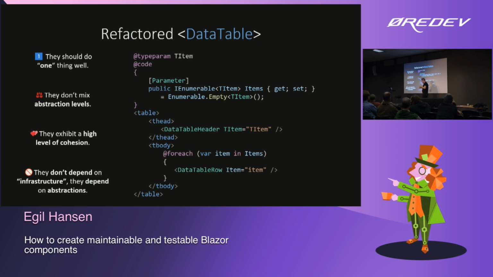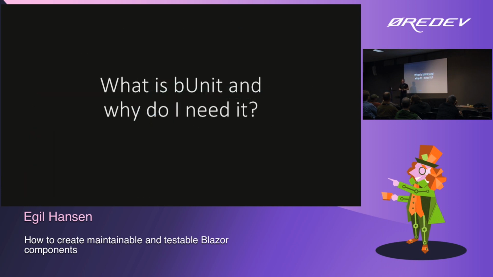So now we talked about maintainability and just applying the good patterns we already sort of remember and know for our C# code. Remember to apply them to Blazor as well. So let's jump into testing. And for testing, we are going to use bUnit. And the first thing we can talk about is what is bUnit and why do I need it?